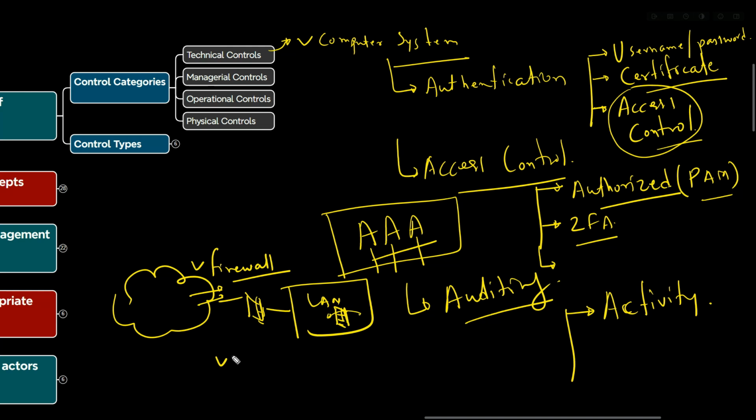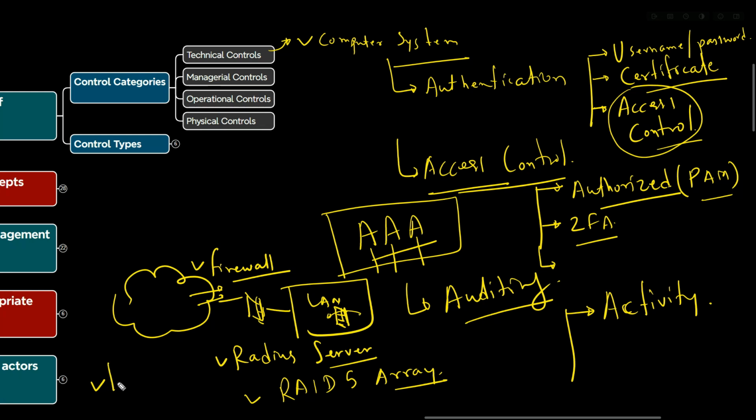Another example could be RADIUS. RADIUS is an authentication and authorization protocol as well, which works like access control. Then we also have an example of maybe a RAID 5 array, which is for storage for better security. One of the most common examples for this concept is least privilege implementation.